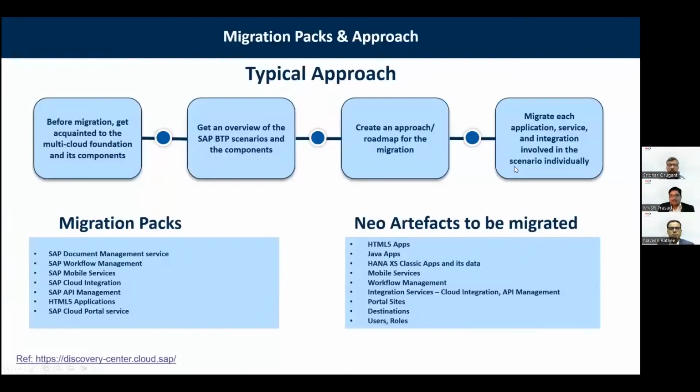So, migration approach. Basically, migrations happen in two ways. One is SAP-led migrations, or partner-led, or vendor-led migrations. Generally, for example, when SAP-led migrations come into the picture: Neo runs on HANA 1.0, but if customers or partners are looking to migrate their BTP environments to multi-cloud, multi-cloud runs on HANA 2.